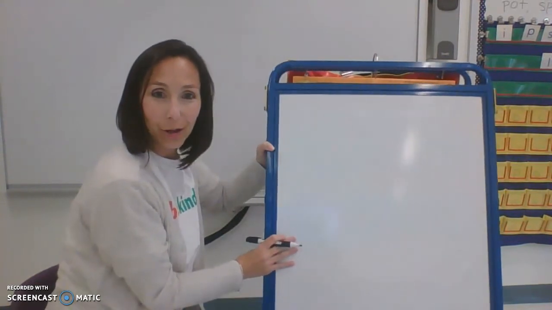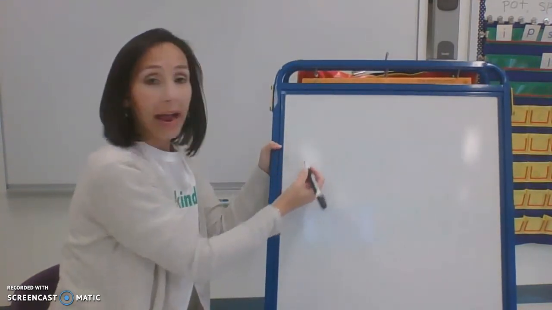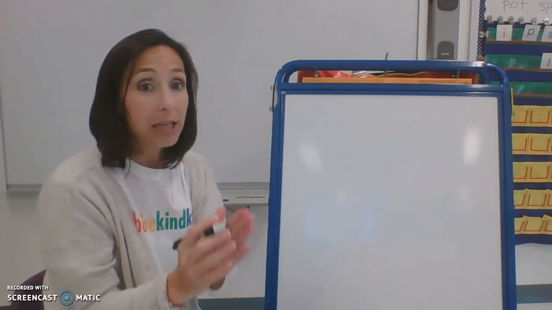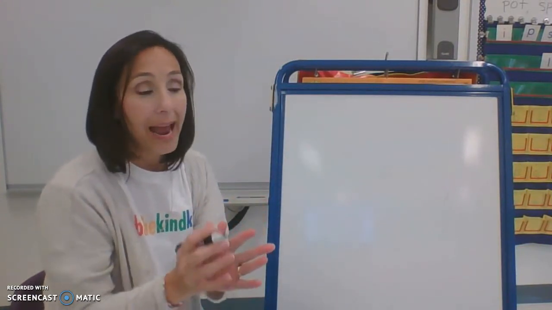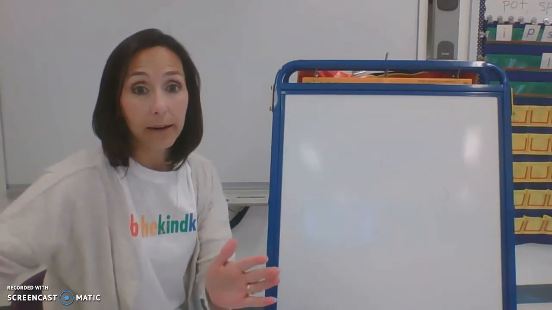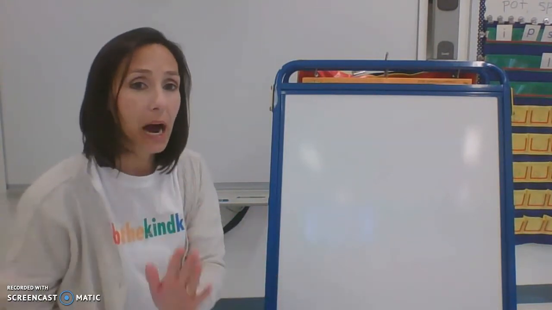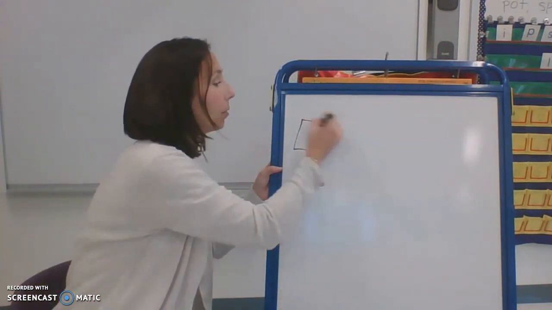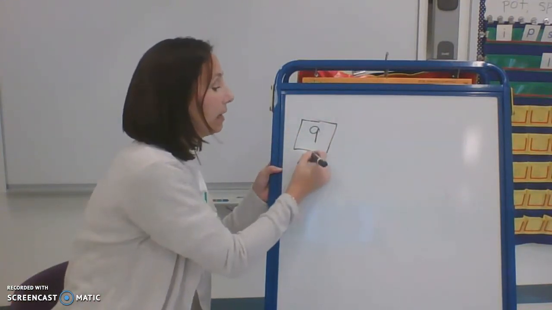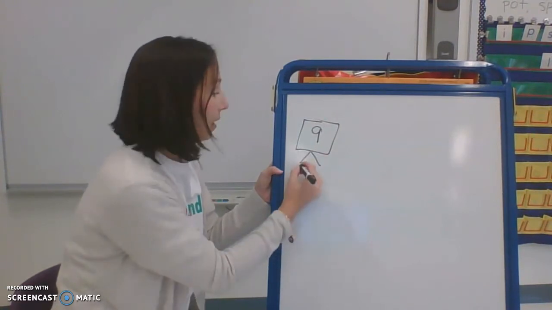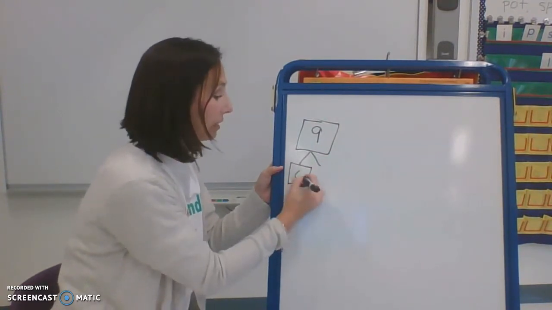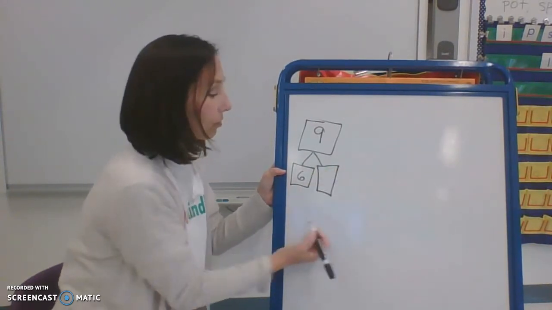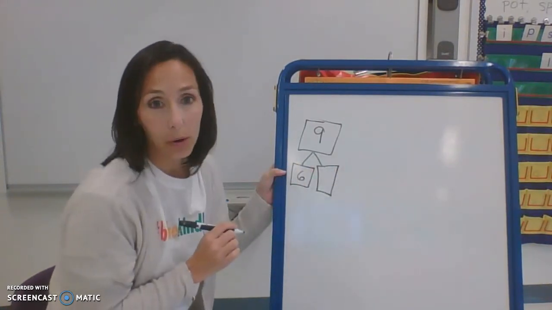Whoops, should have locked the wheels. So if I had 6, I went to the library, I got some more, we don't know how many, and then I ended up with 9. I know that 9 is the whole. So if I wanted to use a number bond, I could put 9 in the whole, and then the part that we know is the 6 that I started with. So now we need to figure out what is the other part.